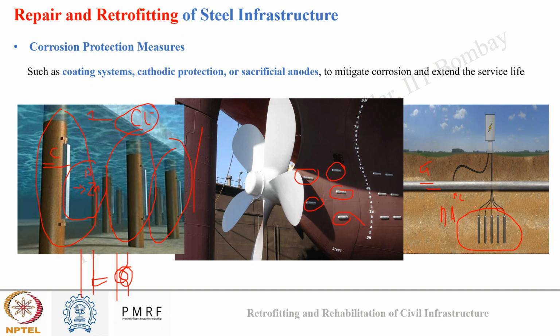So what we do, we connect both of these systems. Due to this, the iron becomes the cathode, and these discrete metals become the anode, and they corrode, protecting the steel. So in this way, we can see how corrosion protection measures can be used for retrofitting and repair of a steel infrastructure.